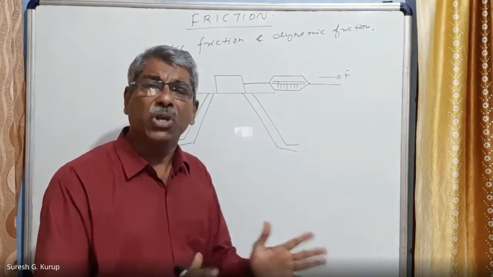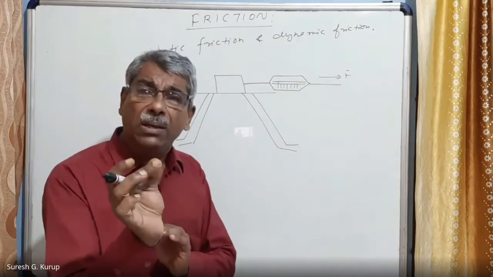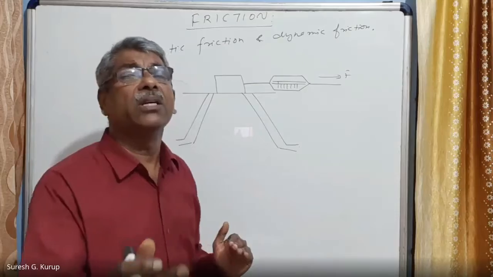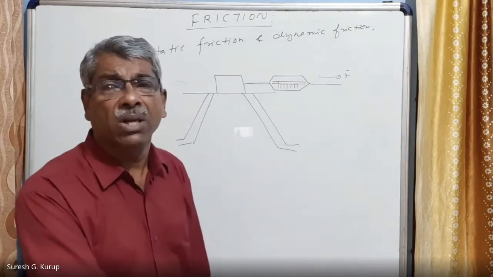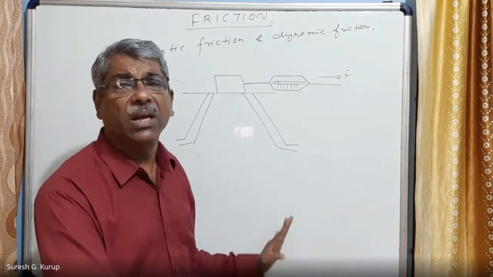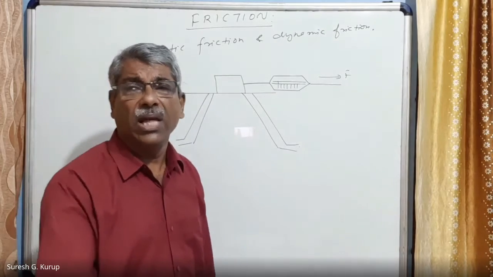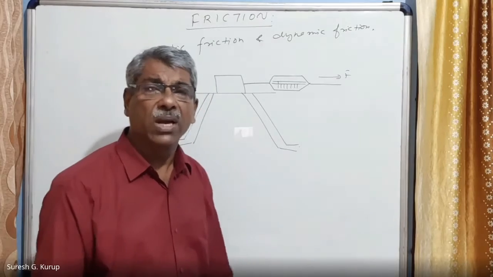Because at that time, the body will be in limiting equilibrium. Equilibrium means the body is not moving. It is on the last verge of equilibrium. Now, by increasing the force a little bit, the body will just start moving. Once the body starts moving on the surface of another body, then also there is a frictional force. That is what is called kinetic friction. That means friction acting between two surfaces when the body moves is called kinetic friction.